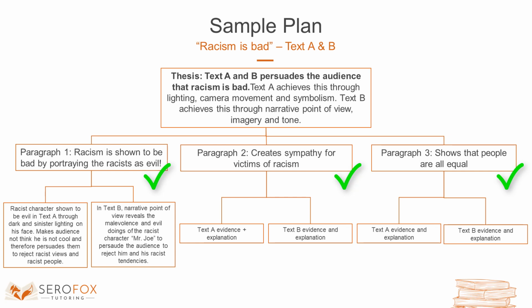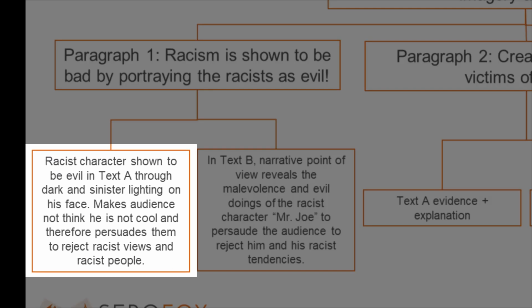Now for each of our topic sentences, we're going to need some evidence to explain how each of our texts supports our argument. So I've prepared a little something for paragraph 1. In the first half of paragraph 1, we'll talk about how text A shows how the racists are portrayed to be evil. As you can read here, racist character is shown to be evil in text A through dark and sinister lighting on his face. This makes the audience think that he's not cool and therefore persuades them to reject racist views and racist people.